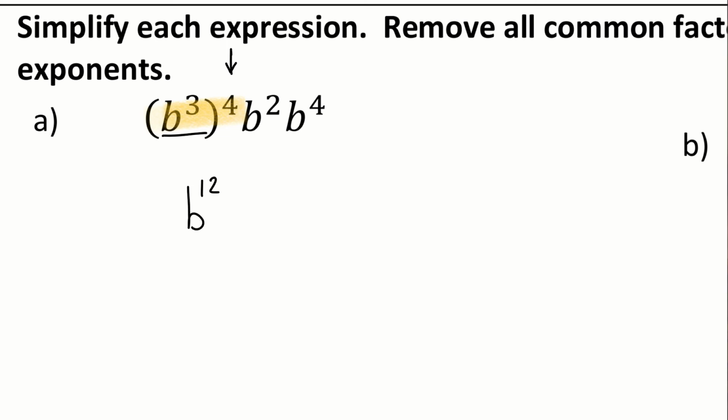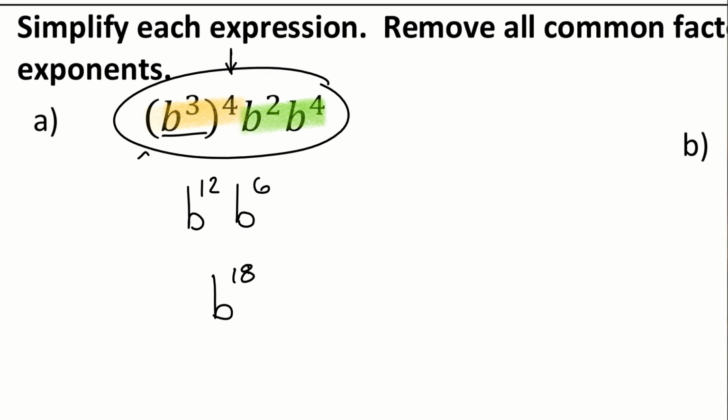And then, wait, we've got more. So then I've got this, and I can collapse these together. The first part has two factors of b, and then I've got four factors of b. So that's a total of six factors of b, so this is b to the 6th power. Then I can do the same thing again that I just did in the green box above. Now I've got 12 factors of b, and I'm multiplying by 6 more factors of b. So that's exactly 18 factors of b. So the answer here is this thing can be rewritten as just b to the 18th power.